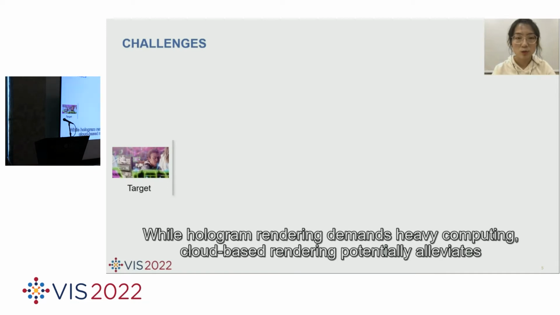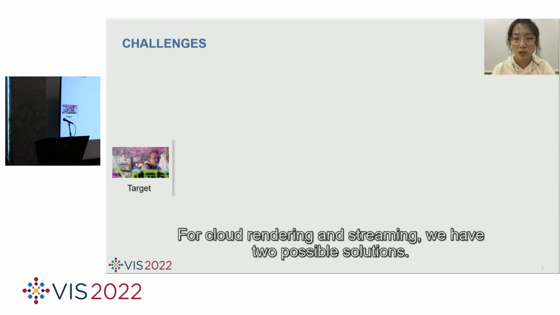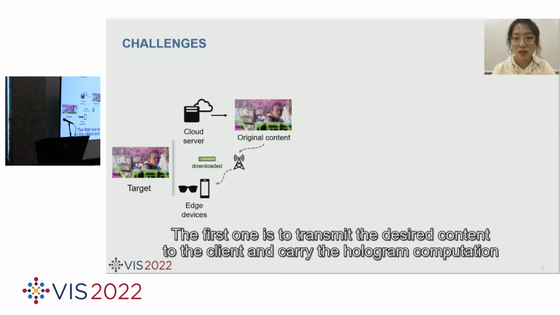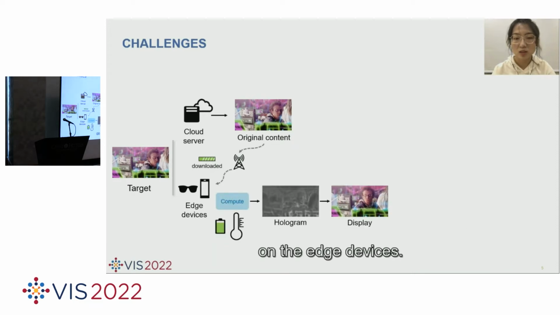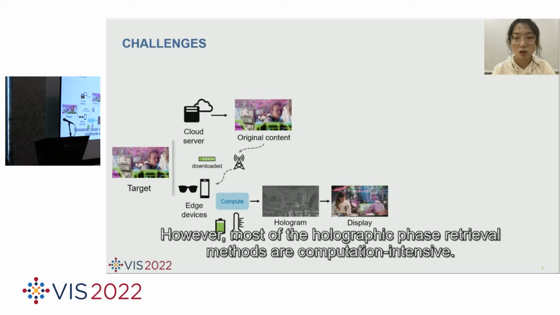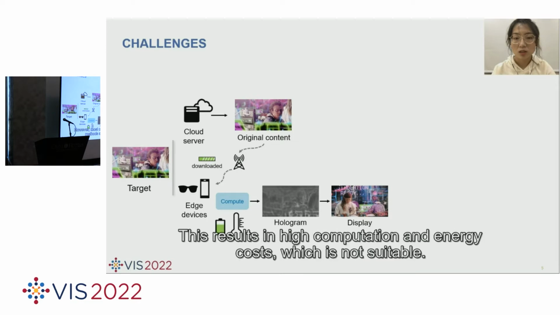While hologram rendering demands heavy computing, cloud-based rendering potentially alleviates this problem. For cloud rendering and streaming, we have two possible solutions. The first one is to transmit the desired content to the client and carry out the hologram computation on the edge devices. However, most of the holographic phase retrieval methods are computation intensive. This results in high computation and energy costs, which is not suitable.